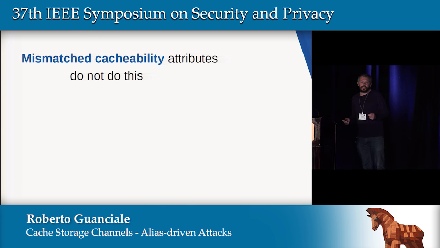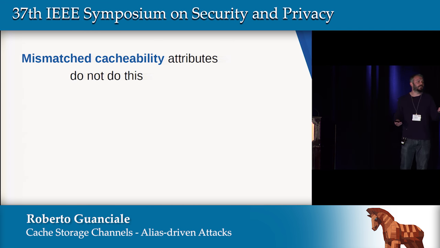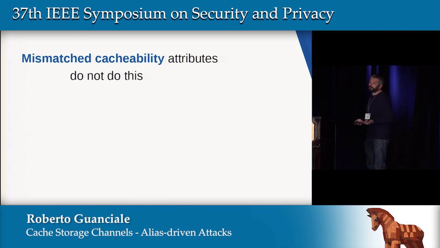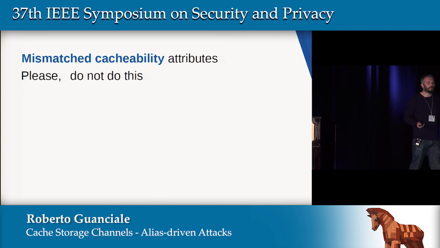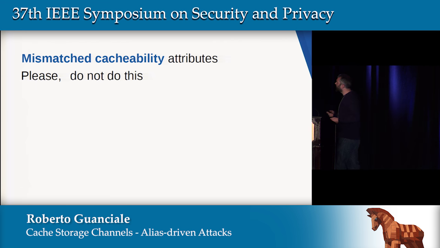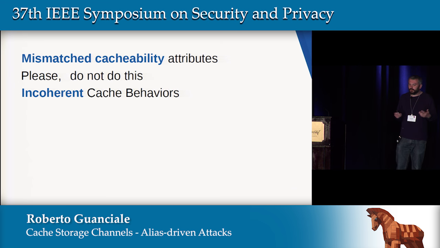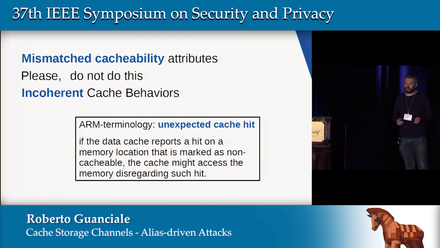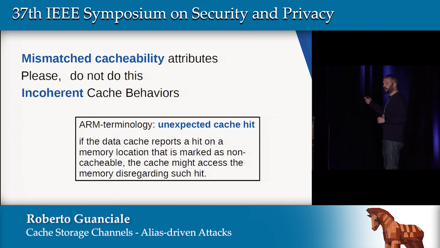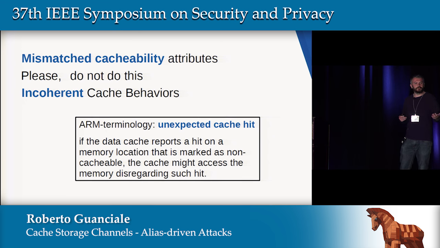If you read the specification of modern CPUs, ARM, Intel, Power, the reference manual usually says, don't do this. I would say more, it's, please don't do this. Our secure software shares the hardware with some untrusted component, and possibly this untrusted component is powerful enough to break this assumption, so as to configure the system in a way that there are mismatched cacheability attributes over the virtual memory. If this is the case, you can have incoherent cache behavior. For example, in ARM, you can have an unexpected cache hit. Even if the cache reports a hit during a memory access, the CPU can disregard this hit if the virtual alias used is not cacheable.